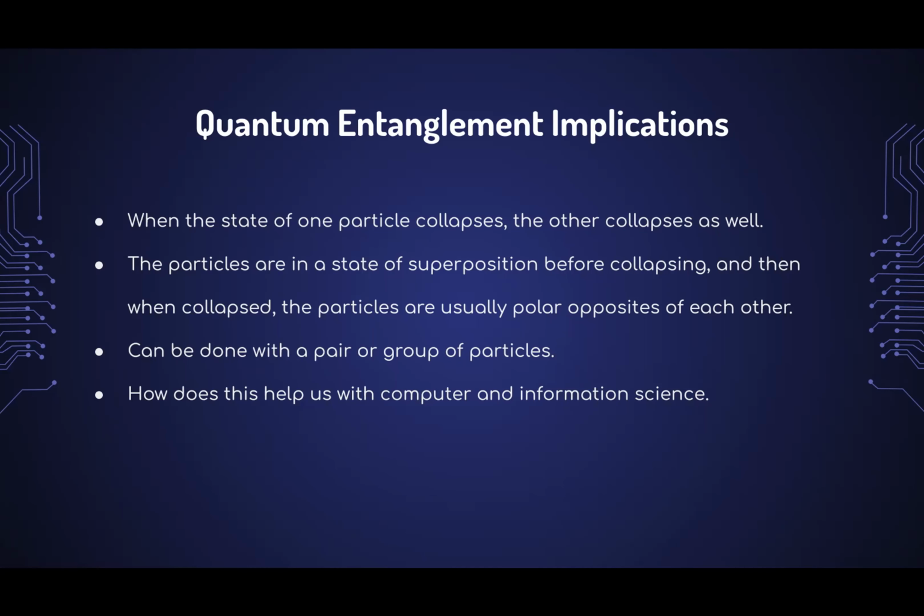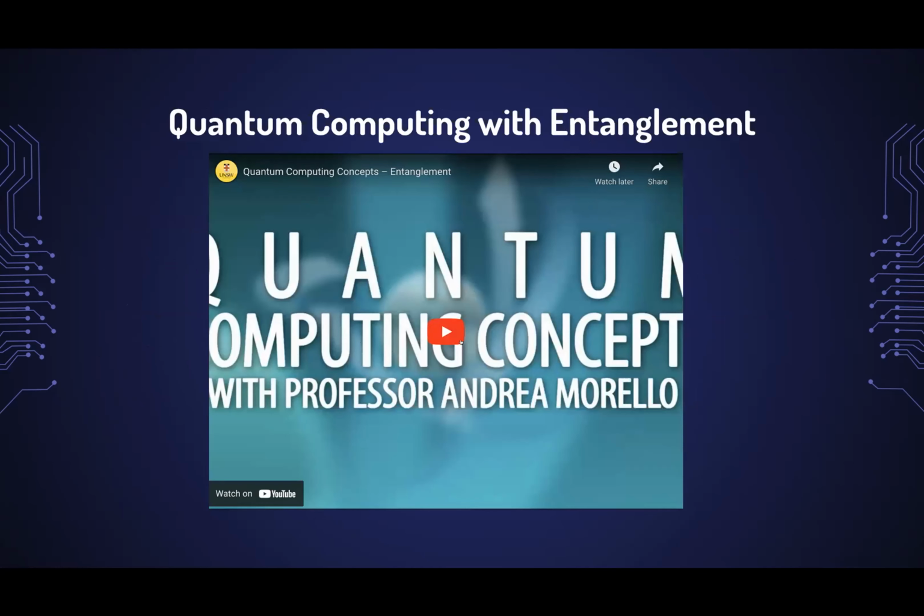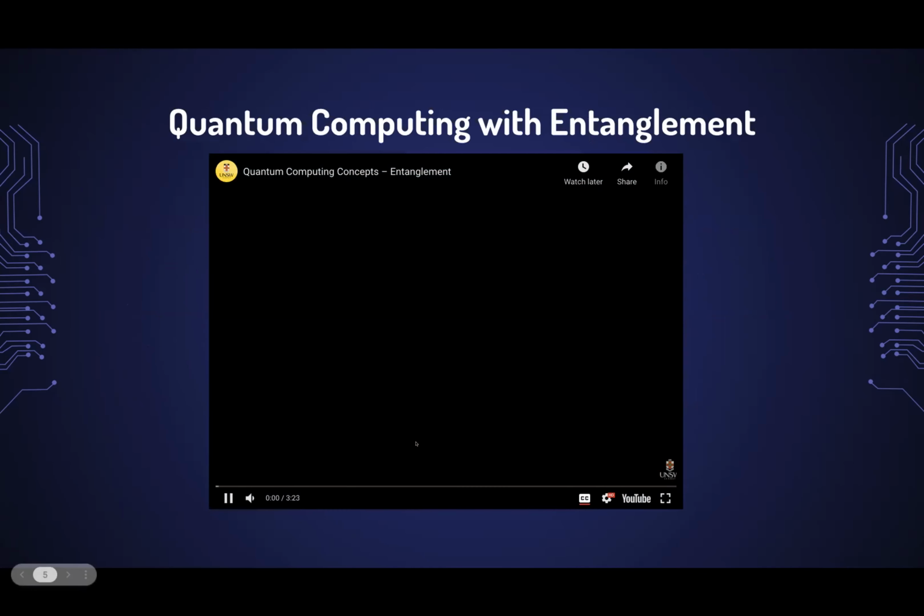I think I just wrote this in reference to the previous video where they had an example where the two states were perfectly entangled. This can be done with a group of particles. You can have a ton of particles that are entangled together such that when one collapses, the entire state collapses. And this helps us with computer and information sciences. And here is another video that helps explain quantum computing with entanglement.